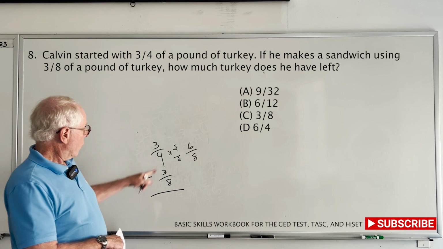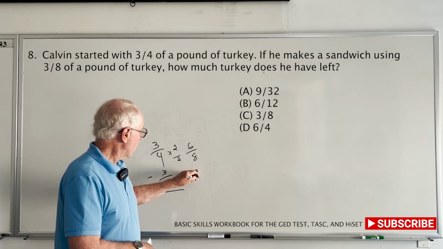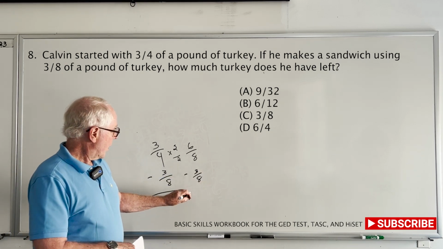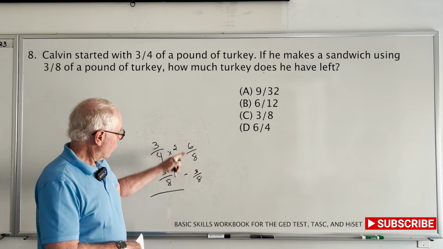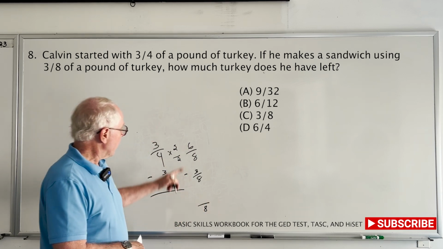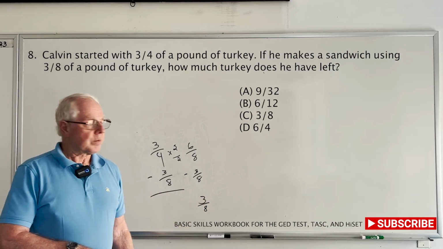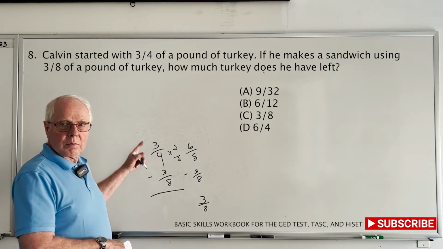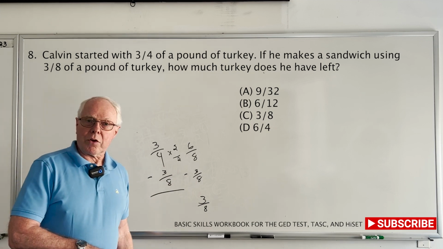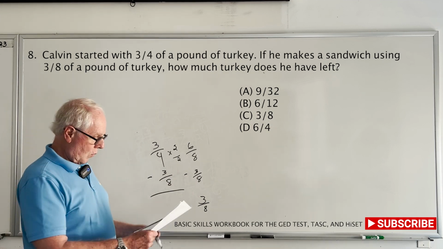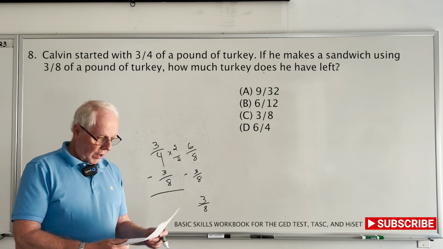Okay? So we have 6/8 minus 3/8, and it's a common denominator, so 6 minus 3, we know the denominator is going to be 8. 6 minus 3 is 3. 3/8. Half the turkey is gone. The other half is remaining for his next sandwich. Okay? Move on to the next one.